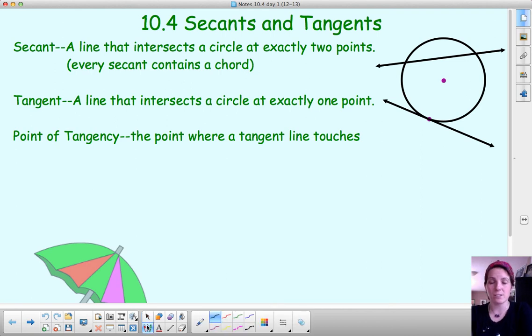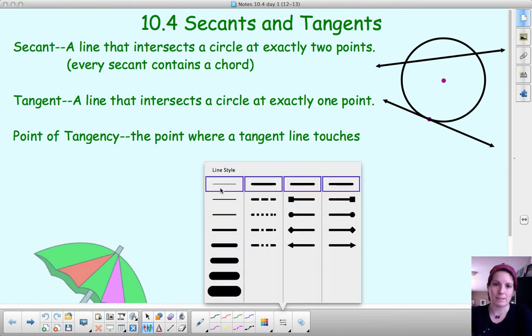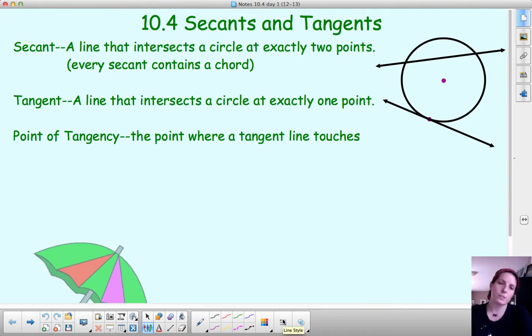All right, so this is section 10.4. It's over secants and tangents. So when we look at this problem, we need to start with, like we always do, some basic words and some definitions. The first is that word secant. And a lot of these definitions are straight out of your book, so most of the time we're going to be reading them as opposed to writing them.